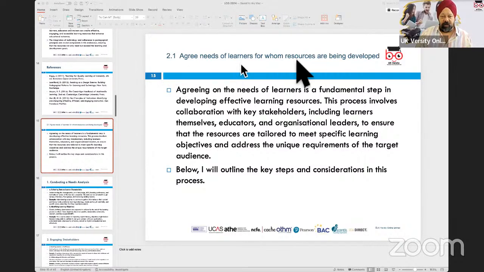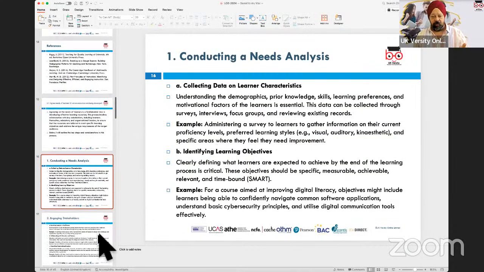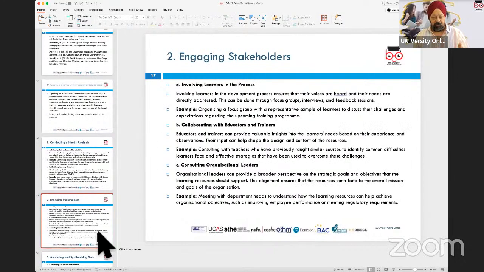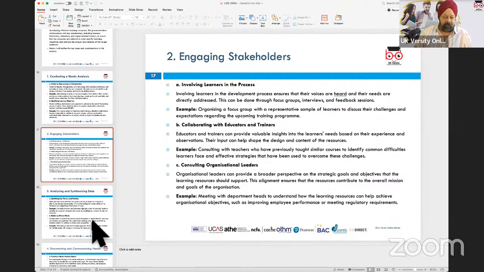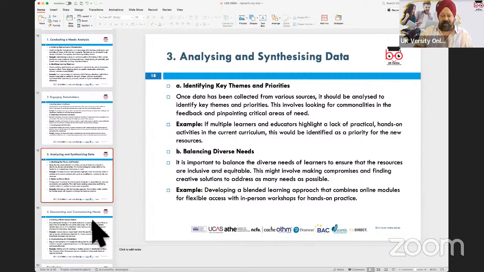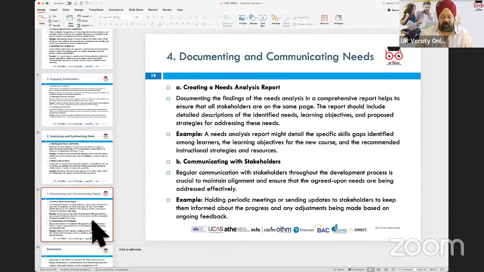So in this case, when you agree on the needs of the learners and what resources need to be developed, you start with diagnostics and initial assessment, which is basically conducting a needs analysis. Then you engage with different stakeholders, who in a school could be a teaching assistant, different teachers, your program manager or course leader, or in some cases the head teacher. They would be working with you to provide perspective on the key legislation and regulations, the key requirements of the curriculum, and also the key standards which have to be incorporated in ensuring that the resources you have are fit for purpose. Then you go through that same process of analyzing and synthesizing data, documentation, and communication needs.